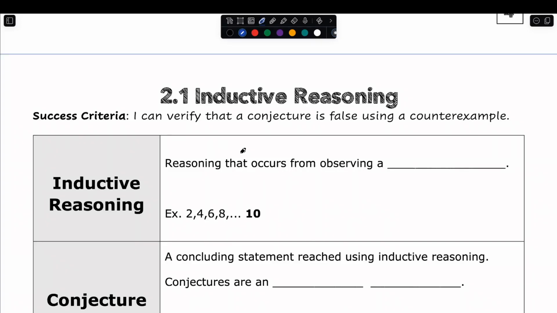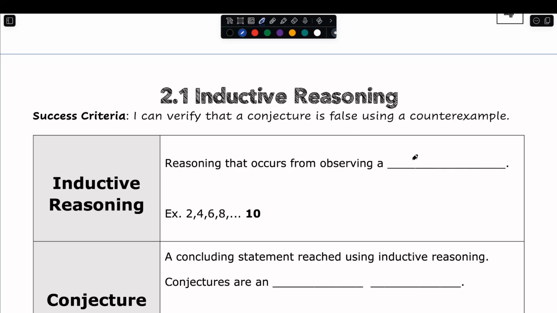Welcome to Unit 2, Geometry, Intro to Proofs, and Logic. Today we'll be talking about inductive reasoning and counterexamples. Our objective for today is: I can verify that a conjecture is false using a counterexample.